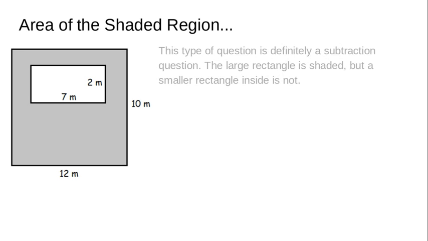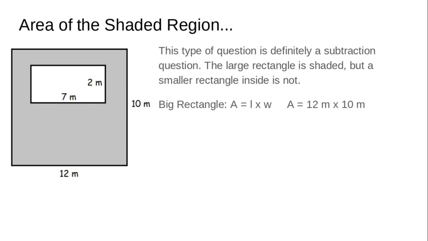More often, you're going to see option 2 used with the shaded areas. So here we have two rectangles. The large one is 10 meters by 12 meters. So the area there will be 10 times 12, which is 120 square meters.